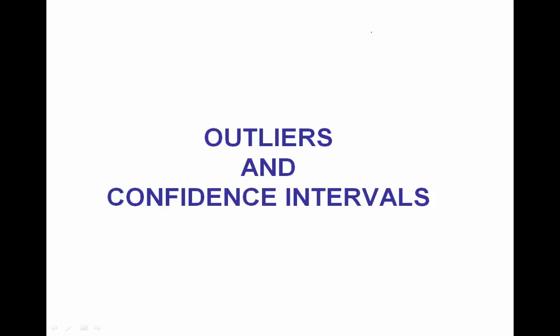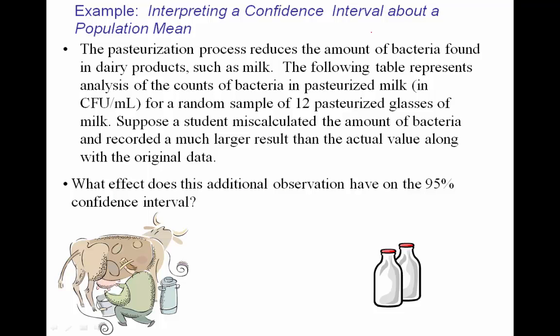Now let's look at the effect of outliers on confidence intervals. The pasteurization process reduces the amount of bacteria found in dairy products such as milk. The following table represents analysis of the counts of bacteria in pasteurized milk for a random sample of 12 pasteurized glasses of milk. Suppose a student miscalculated the amount of bacteria and recorded a much larger result than the actual value along with the original data. What effect does this additional observation have on the 95% confidence interval?